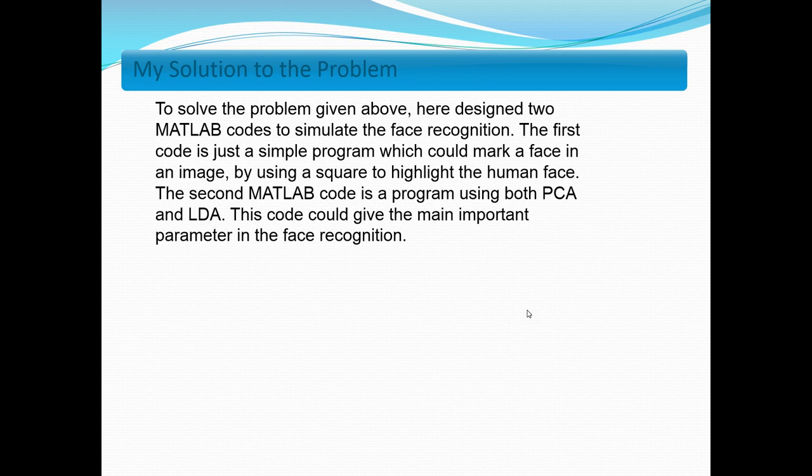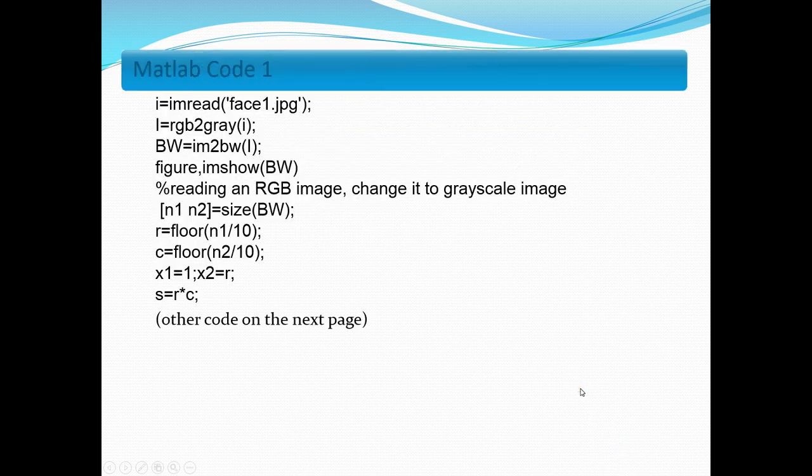And how PCA and LDA work in the program. The first step is PCA could help me to project the high-dimensional data onto a lower-dimensional feature subspace. And then the LDA could help me to get the feature face from the lower-dimensional feature subspace. After these two key processes, I can calculate the accuracy rate of the face recognition and the running time of the program. Now we can go to see the MATLAB code.